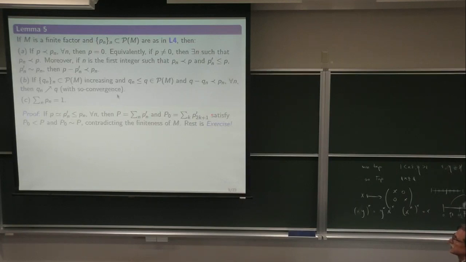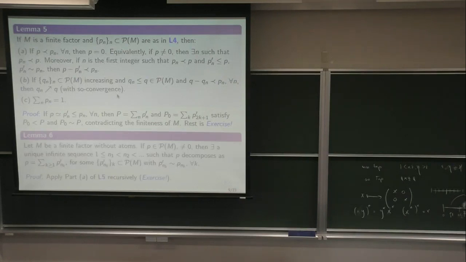If you sum up just the odd ones, you have another projection, and these two are equivalent. This is set theory, right? So this P0 is less than and different from P, and it's equivalent to P, contradicting the finiteness. The rest is really a completely trivial exercise. Okay, so this is very elementary. By the way, I forgot to say, the proof is very nice, but it's extremely elementary.